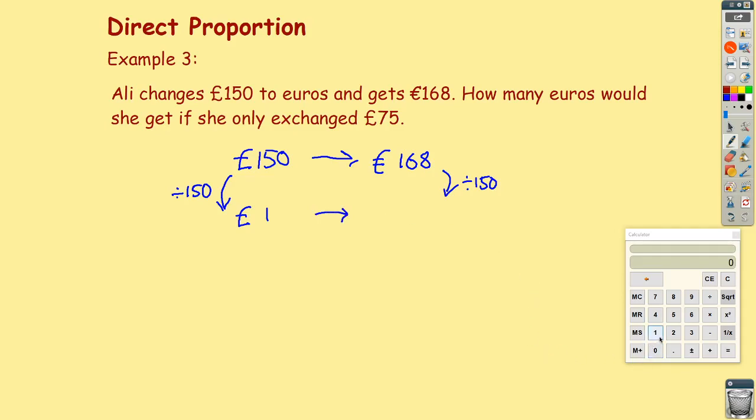Okay, so we'll do 168 divided by the 150 will give us €1.12. Okay, so that means that for £1 she was getting €1.12. Now what we need to figure out is that last little step, which is how many euros she would get if she only exchanged 75 instead. Okay, so we're going to multiply £1 by 75, and that should tell us how many euros she got for her £75.